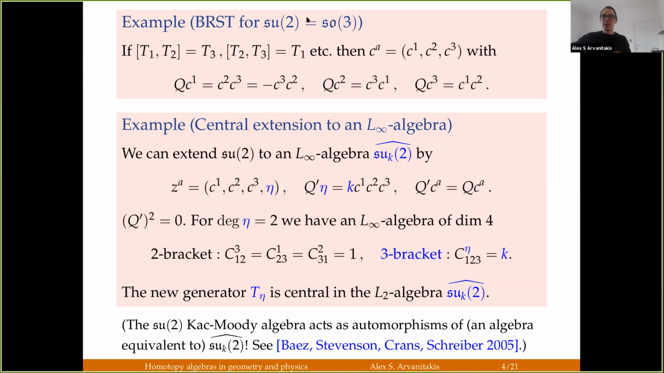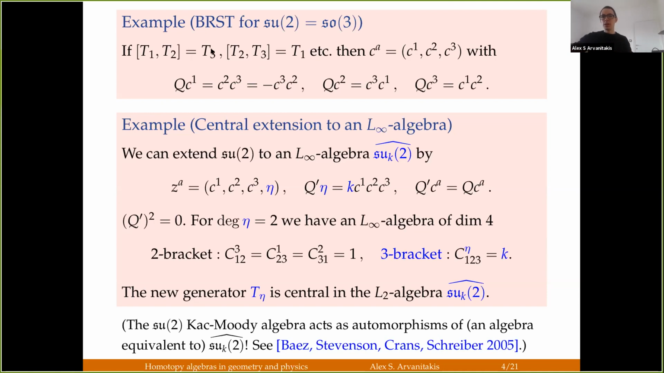Firstly, let's do the SU2 Lie algebra. The Lie brackets of SU2 famously have a cyclic symmetry. So T1 with T2 is T3, T2 with T3 is T1, etc. This is just the angular momentum commutation relation.